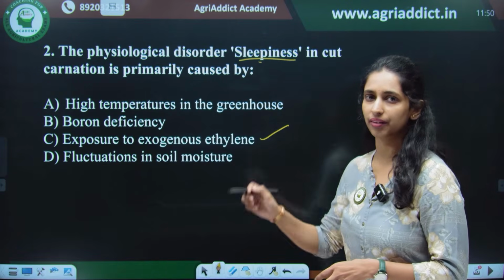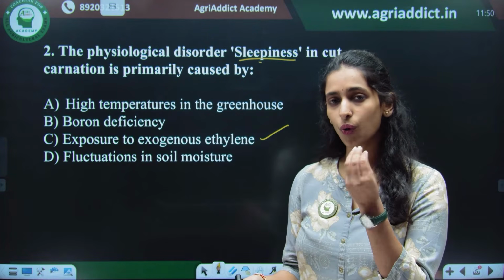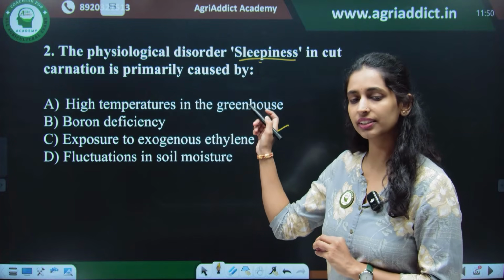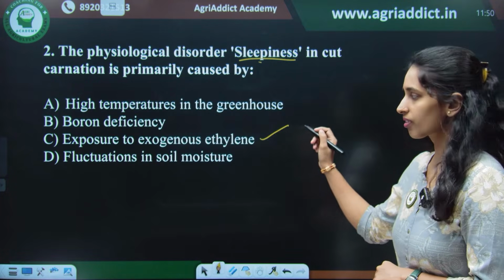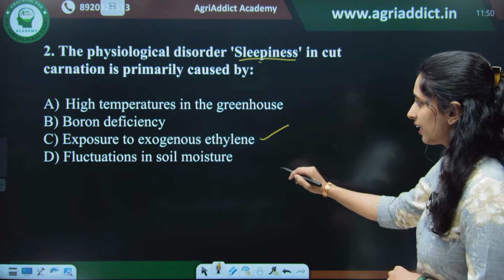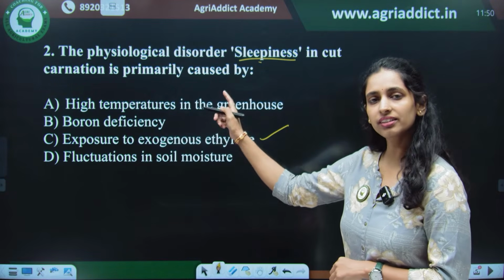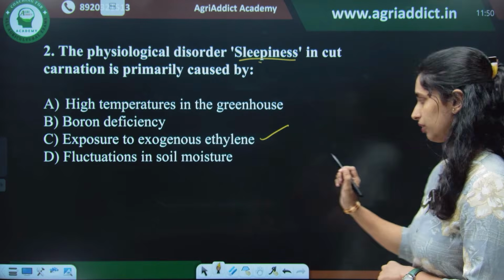What does sleepiness mean? Just, the flower does not open, it will just stay like a bud. It is called sleepiness. Other reasons like high temperatures in the greenhouse and boron deficiency are the reasons for other physiological disorders.